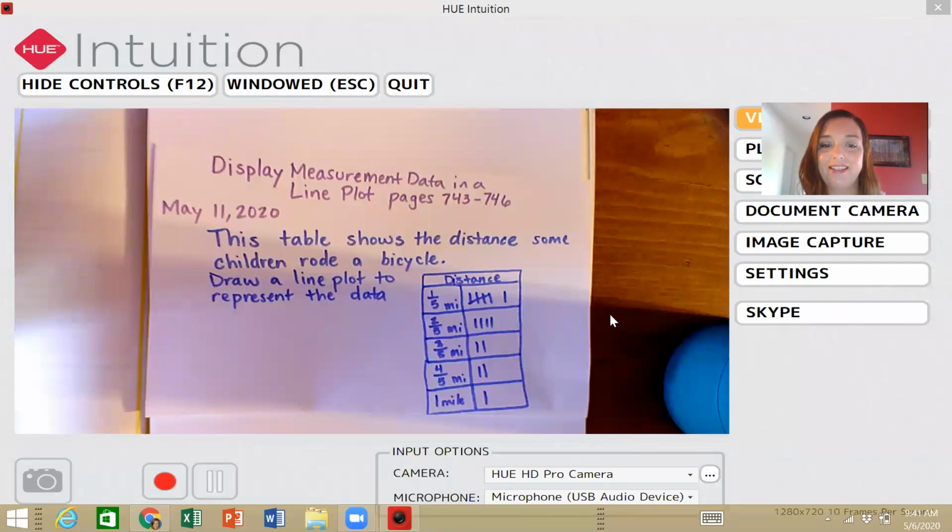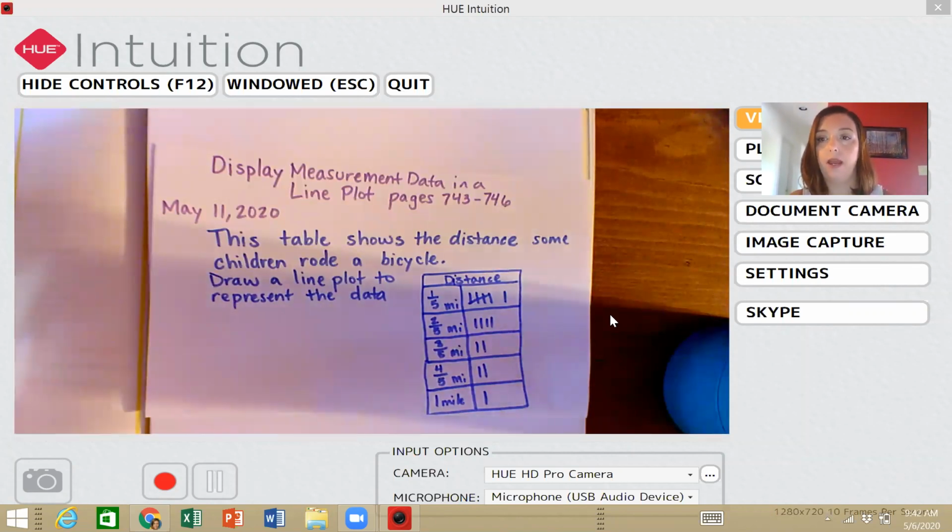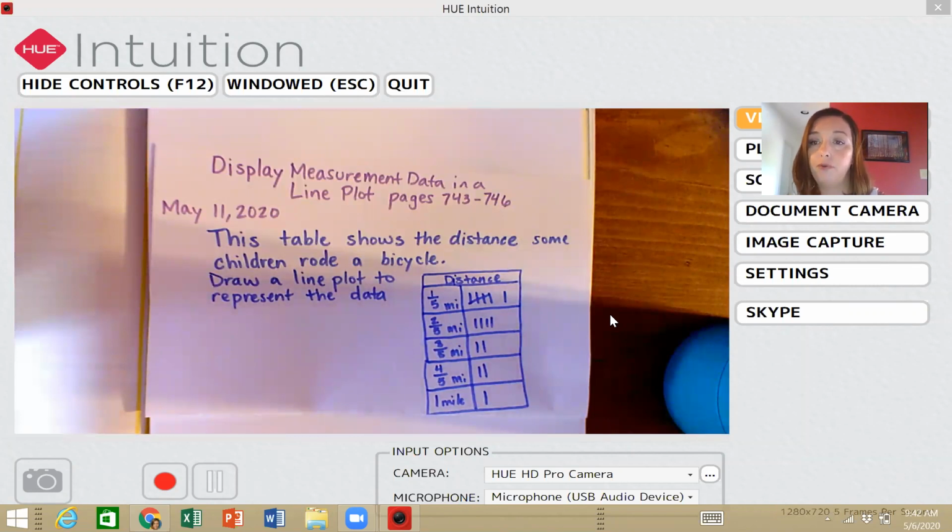Morning. It is time for our math lesson for Monday, May 11th. Today we are going to be talking about how you can display measurement data in a line plot. We're going to be using pages 743 to 746 in My Math.